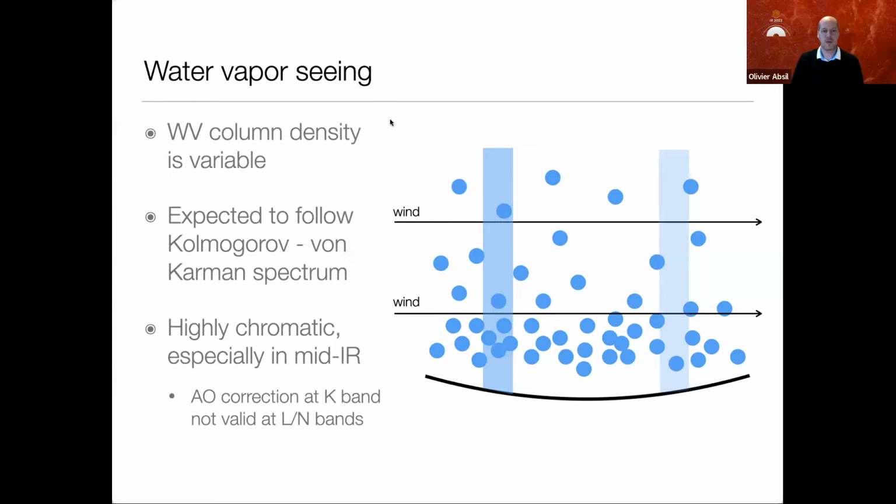So now let's move on with the water vapor thing. What I'm going to talk about today is how the inhomogeneous distribution of water vapor in the Earth's atmosphere can affect the performance of high contrast imaging in the mid-infrared.